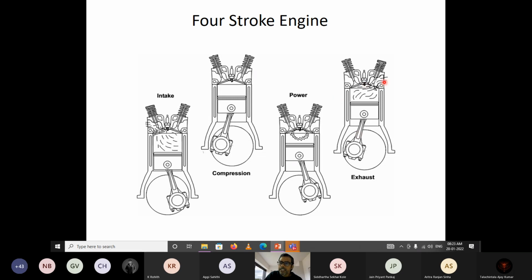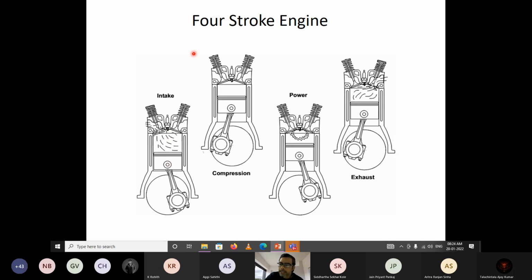Then again, the exhaust valve will be closed, the intake valve will be opened, and the piston will move from top dead center to the bottom dead center, and then again this stroke is going to repeat. So in a 4-stroke engine, we have an intake stroke, compression stroke, power stroke, and exhaust stroke. It needs 4 strokes of the piston to complete one cycle. All the 4 processes comprise one cycle. In one cycle, we have 2 rotations of the crankshaft and 4 strokes of the piston.